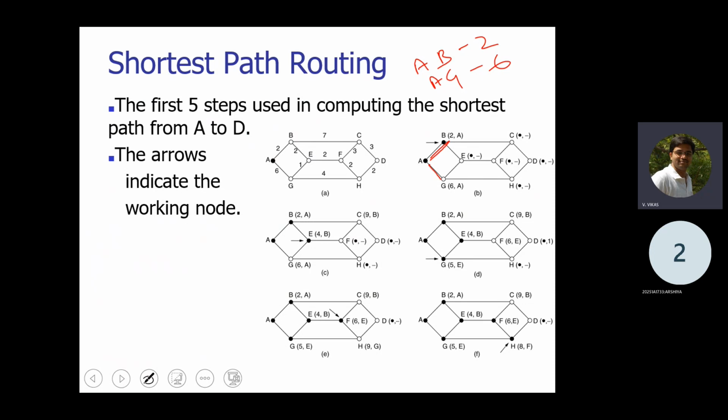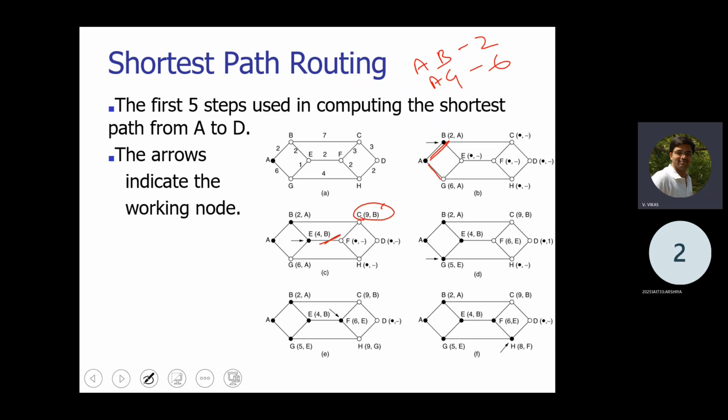Next, from B we are updating details. From B, I have a connection to C and a connection to E. You can see here, for C I have updated information, and for E also. For C, till B I have the cost as 2, and from B to C the cost is 7. So 2 plus 7, that is 9, and I am updating that entry here. Within the parentheses, we have updated that we are coming from B.